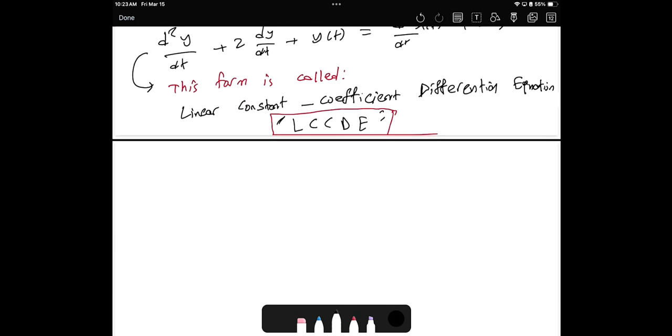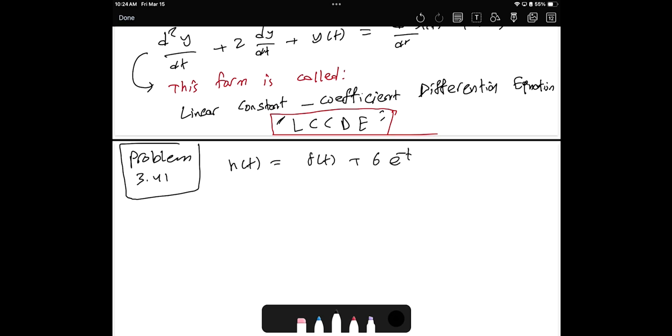Let's do an example, a problem in the textbook, problem 3.48. Given the impulse response as follows: h of t equals delta of t plus 6 e to the power negative t u of t minus 2 e to the power negative 2t u of t. Part A, find H of s, which is the transfer function.